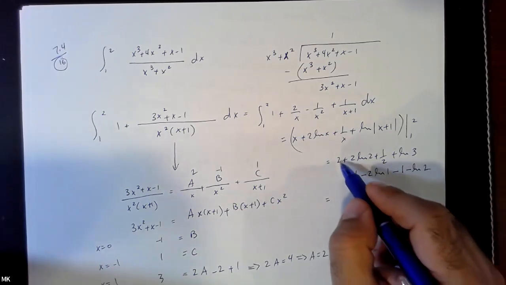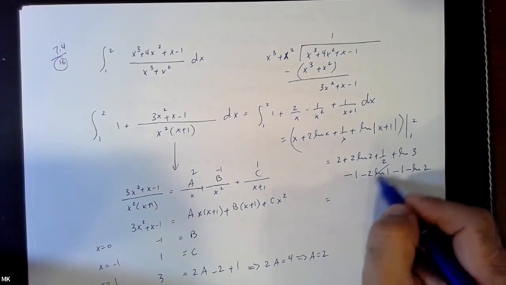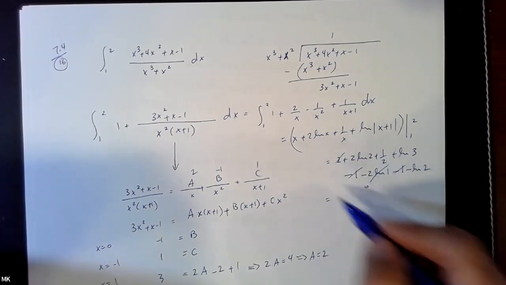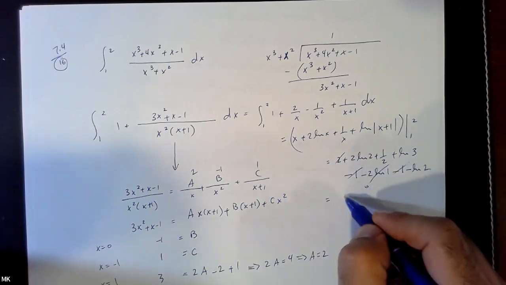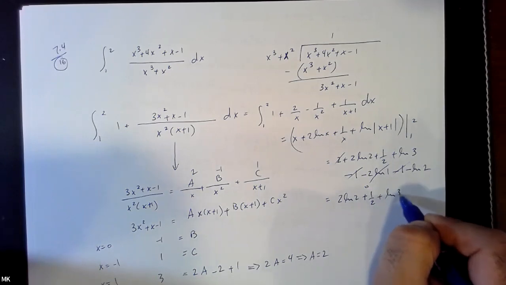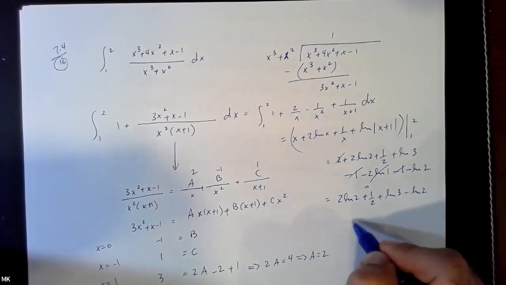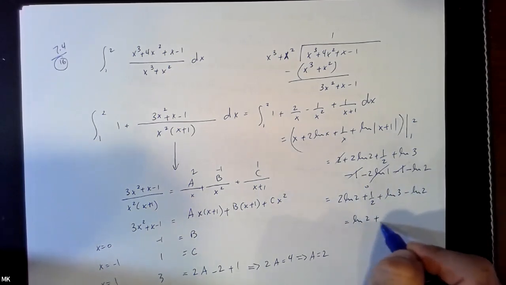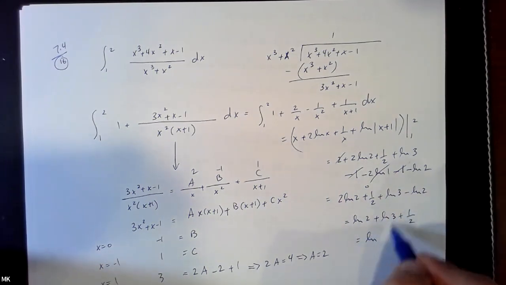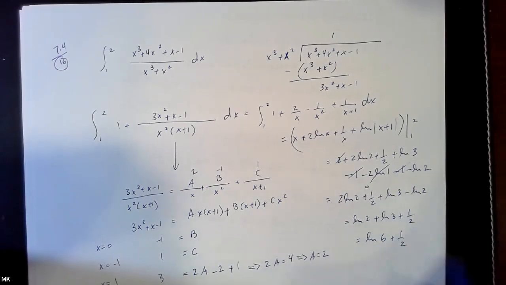So I get 2, this is 0, actually negative 1 and 2 cancel out. So I get 2 ln of 2 plus 1 half plus ln of 3 minus ln of 2. Oh, so I get ln of 2 plus ln of 3 plus 1 half. If you desire, you can write it as ln of 2 times 3, which is 6. And that's your answer.